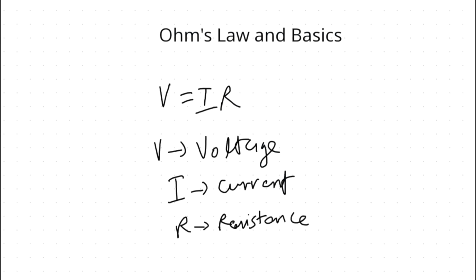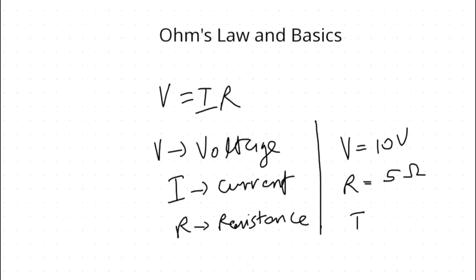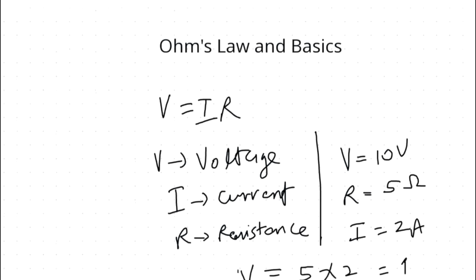So let's take an example. Let's say we have V which is equal to 10 volt. We have R which is equal to 5 ohms. And then we have current which is equal to 2 amps, right? So our voltage here would basically be 5 into 2, right? Which is equal to 10, which is what we have over here.